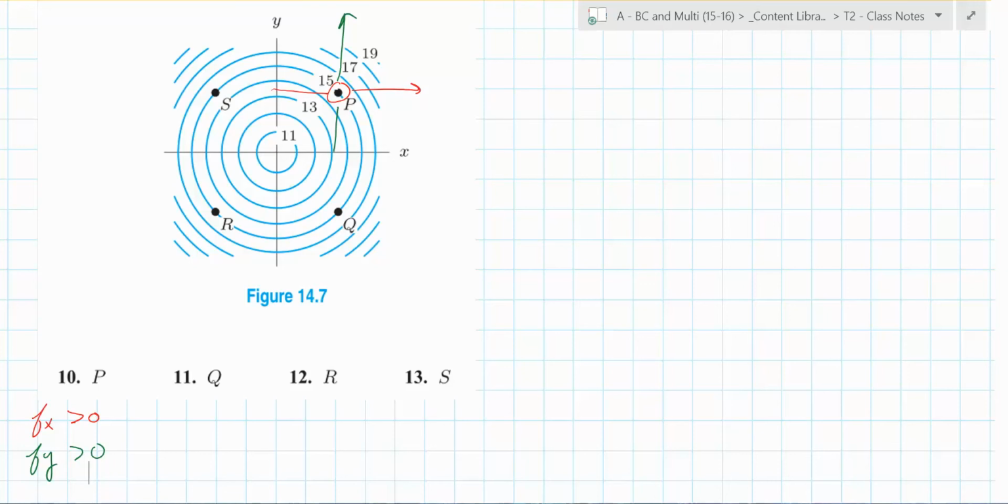The key though is you're always doing these as x increases and as y increases. So let's just do one more. Let's do q, just to make it a little different here. Here's q.